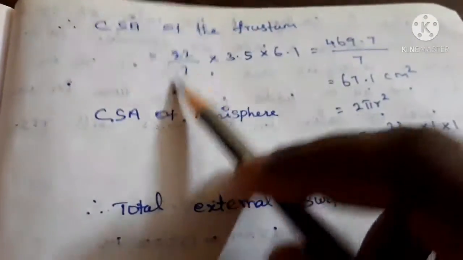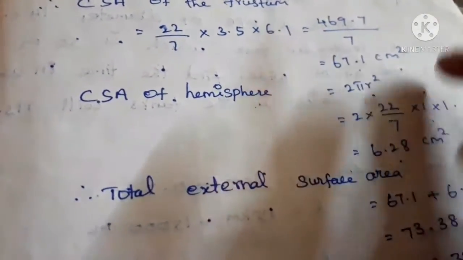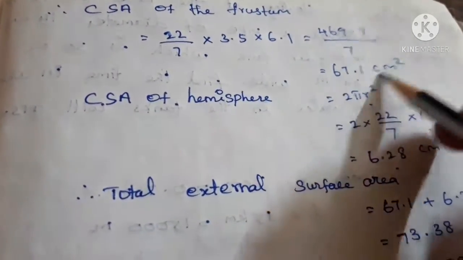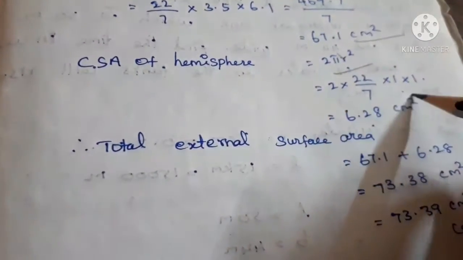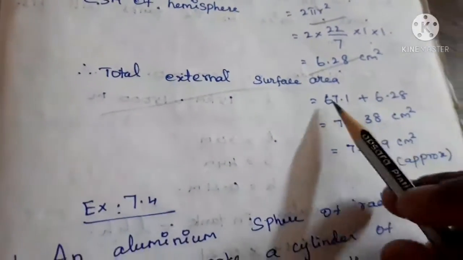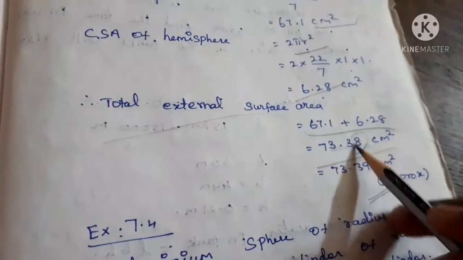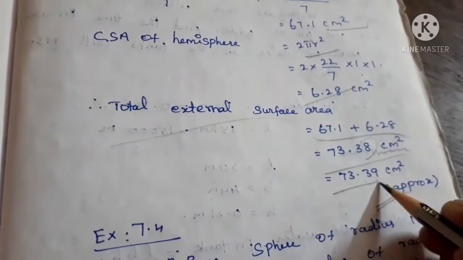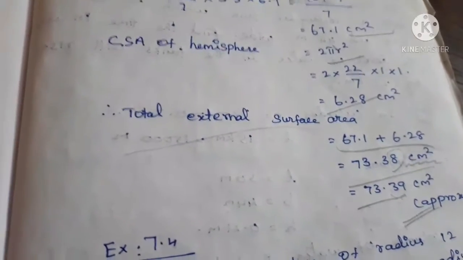So CSA of the frustum is nothing but 22 by 7 into 3.5 into 6.1. Okay. I am not taking the 8 because it will be easy to calculate. So we will get 67.1 centimeters square. CSA of the hemisphere is nothing but 2 pi r square, 2 into 22 by 7 into 1 into 1. So you will get 6.28 centimeters square. Therefore, the total external surface area is nothing but, adding these two, 73.38 centimeters square. Approximately, it is 73.39 centimeter square.